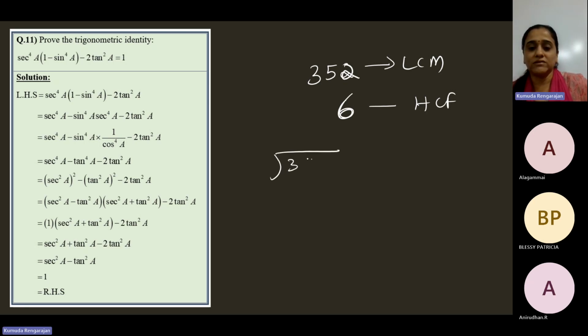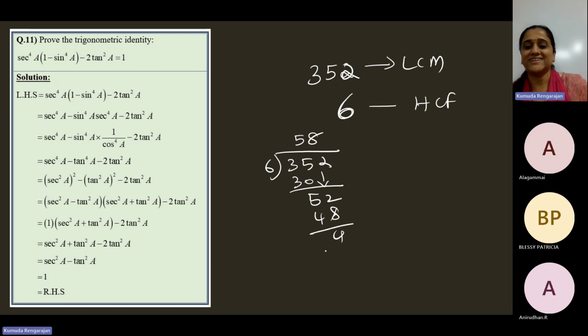So when you divide, 6 fives are 30, 5 remains, 2 comes down, 6 how many times? 6 eights are 48. Correct? So 4 is a remainder. 6 does not divide 352 exactly.